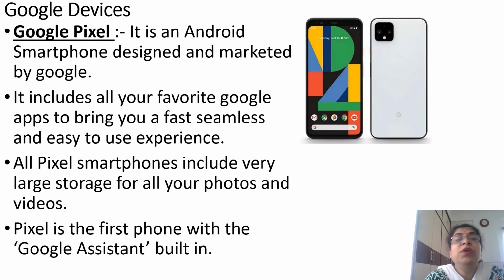Google devices. Google Pixel is an Android smartphone designed and marketed by Google. It includes all your favorite Google apps to bring you a fast, seamless and easy to use experience. All Pixel smartphones include very large storage for all your photos and videos. Pixel is the first phone with the Google Assistant built in. I can't give you the experience of this because I don't have a Google Pixel phone.